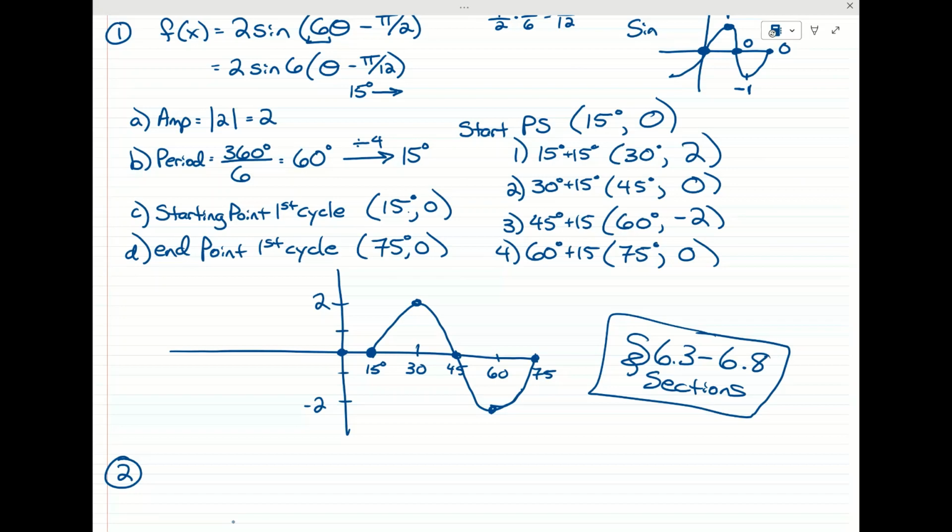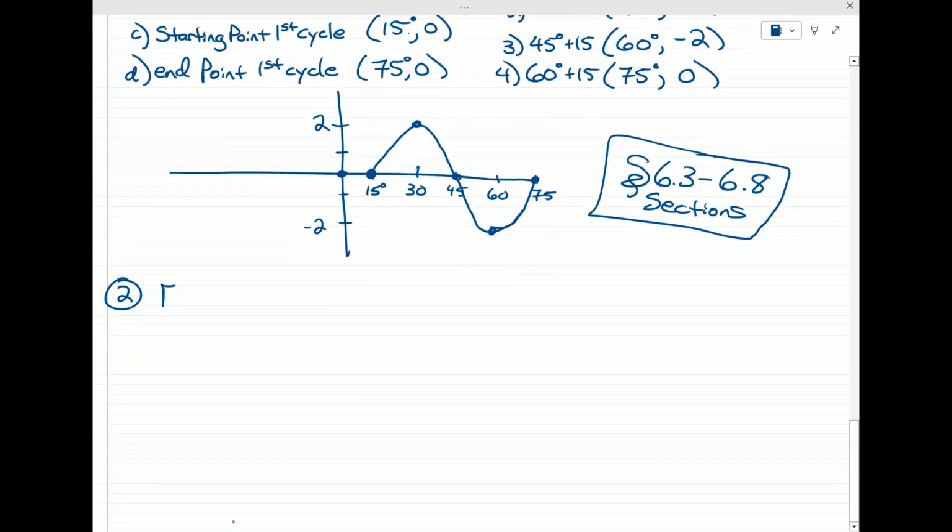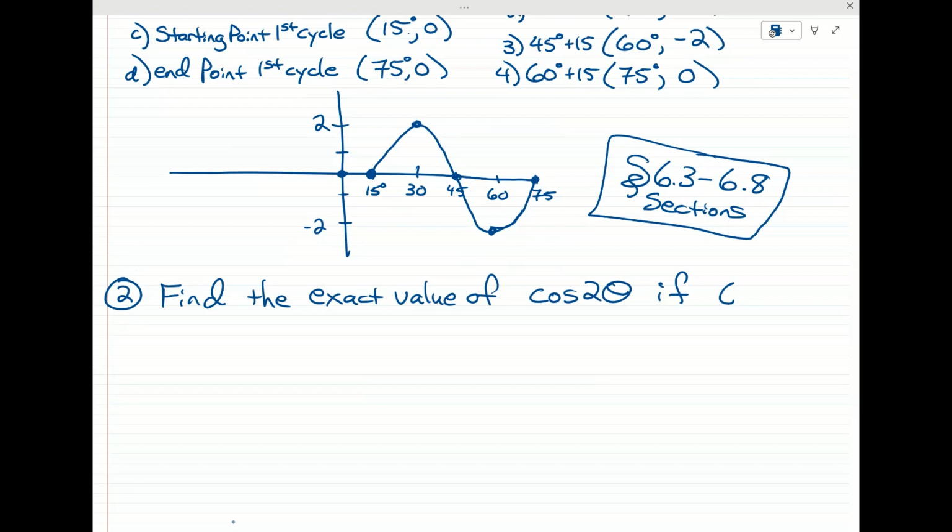All right, the second problem. It'll ask you to find the exact value of cosine of 2 theta if tangent of theta is 2/7 and theta is between pi and 3 pi over 2.